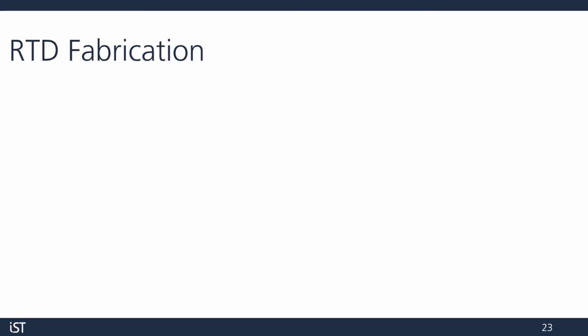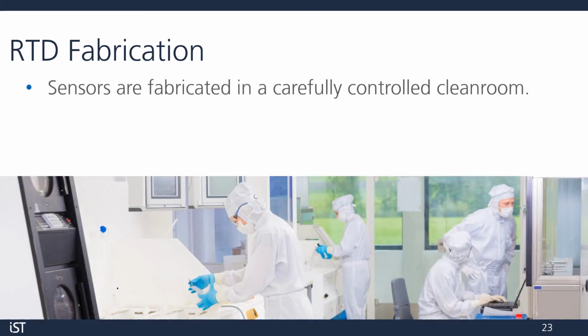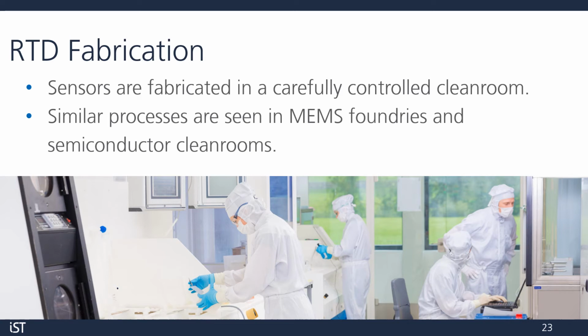Before we get started on the customizations available for RTDs, let's talk about how we fabricate them. The first half of the sensor fabrication takes place in a clean room, where temperature, humidity, cleanliness, and air quality are all carefully controlled. If you've worked in semiconductor fabrication or MEMS fabrication before, you're probably familiar with some of these processes.